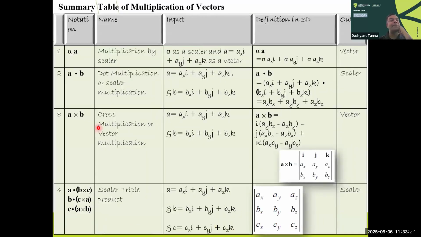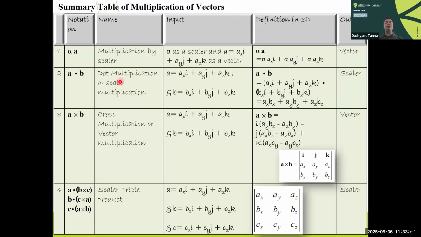Now, this is the same summary that I was talking about. Alpha with A bar: a scalar and a vector. Multiplication by a scalar. Alpha is a scalar, and A, I already talked about this. This was last week's content. The output, since it contains I, J, and K, is a vector.